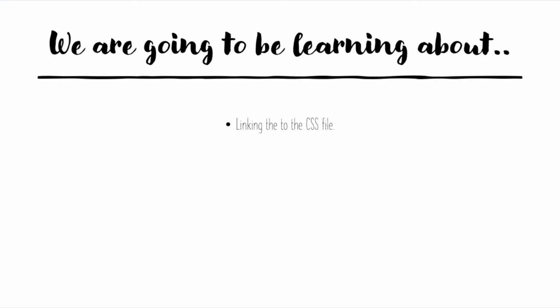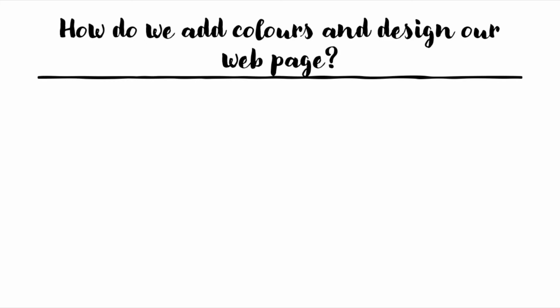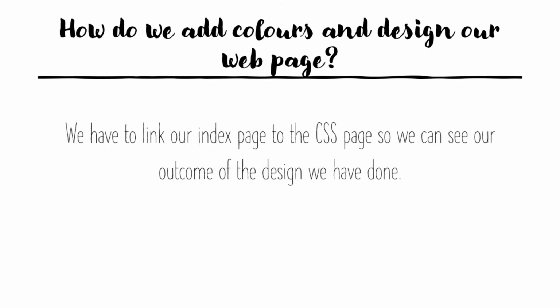We are going to be learning about linking to the CSS file, designing the paragraph and header, and adding color to the background. How are we going to add colors and design our web page? We have to link our index page to the CSS page so we can see the outcome of the design we have done. So let's get started designing our paragraph and header.